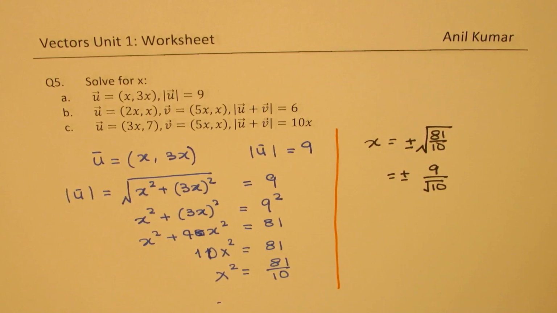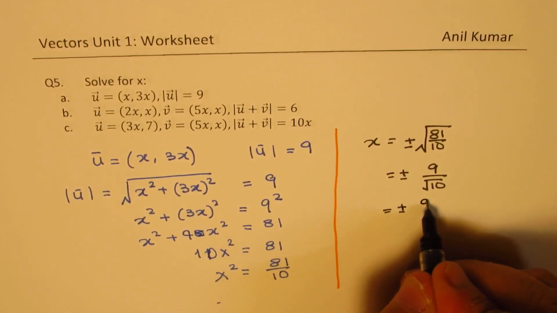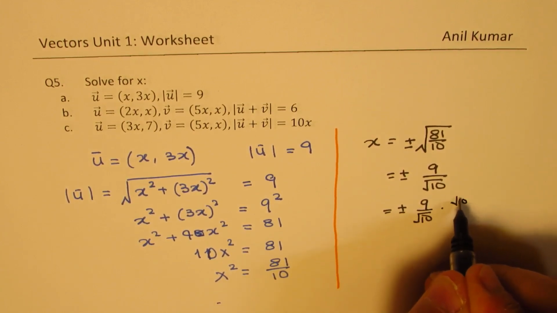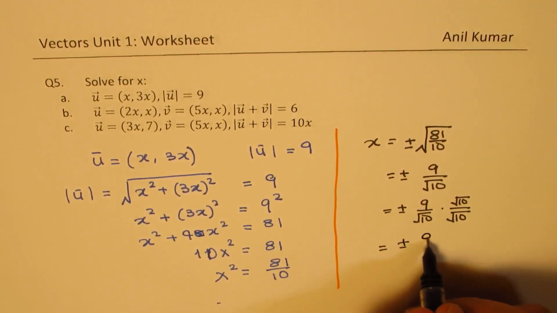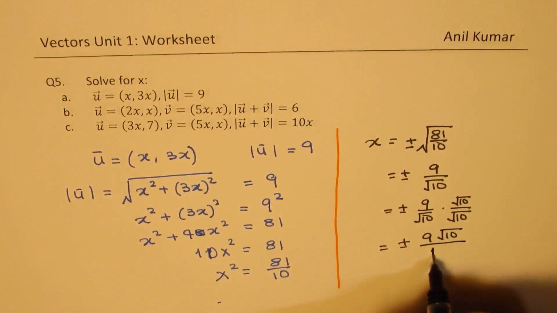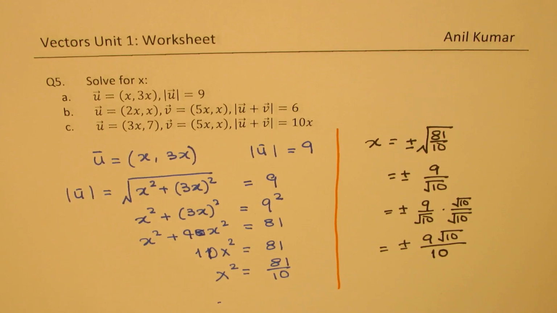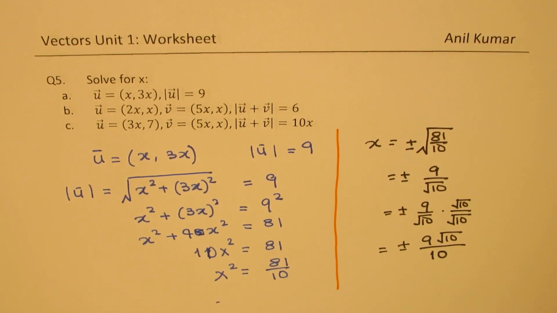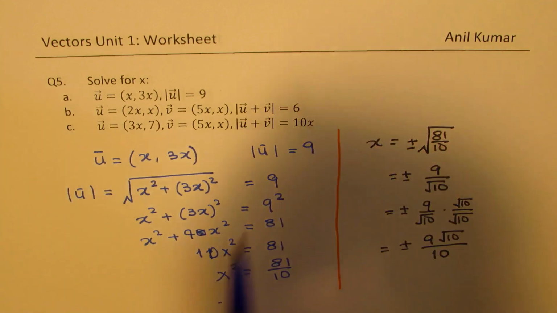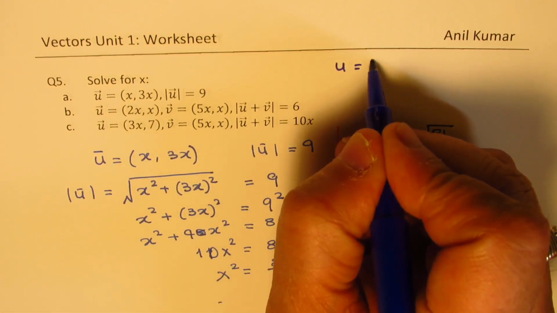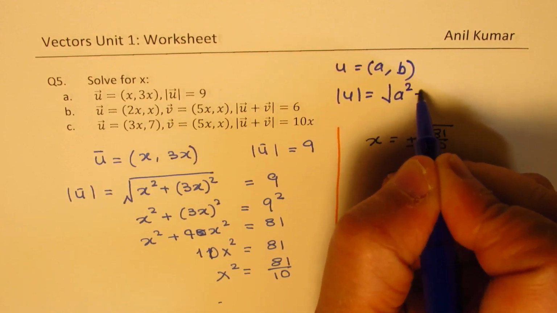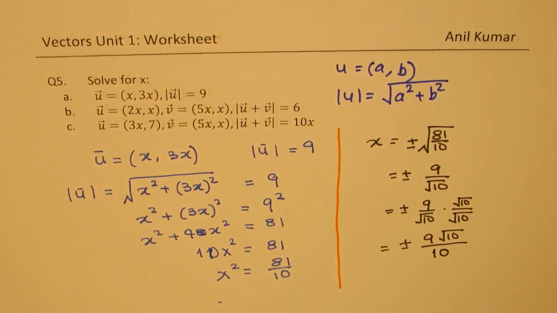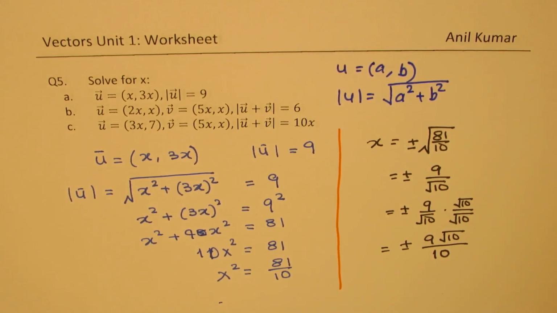Now that can be rationalized, right? So we should rationalize and write it as plus or minus 9 over square root 10 times square root 10 over square root 10. So now the denominator is 10 and the numerator is plus or minus 9 square root 10 over 10. Is that clear to you? So the value of x in this particular case is plus or minus 9 square root 10 over 10. So I hope the steps are absolutely clear. The basic concept which we have used here is that if the vector u is (a, b), then the magnitude of vector u is the square root of a squared plus b squared, correct? Now let's take up part B of this particular question.